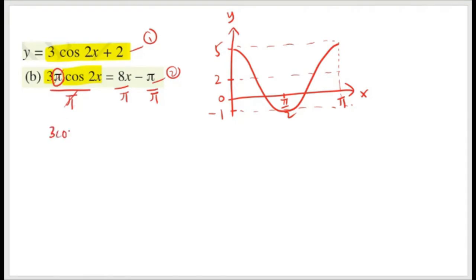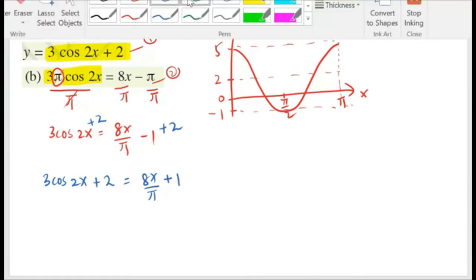Now it becomes 3 cos 2x equal to x over pi minus 1. Here now is plus 2, right? So we need to change it so that it will become plus 2 at the left hand side. Left hand side we want plus 2, so the right hand side also plus 2, so that it will be equal. So you get 3 cos 2x plus 2 equal to x over pi minus 1 plus 2, which is plus 1.